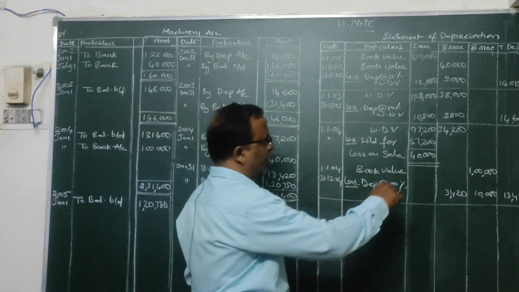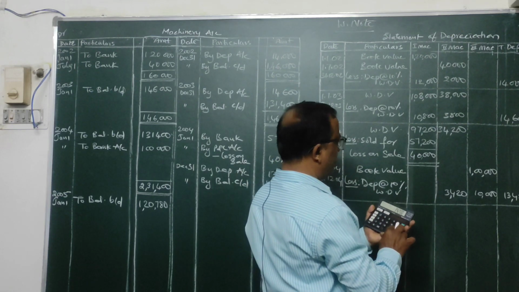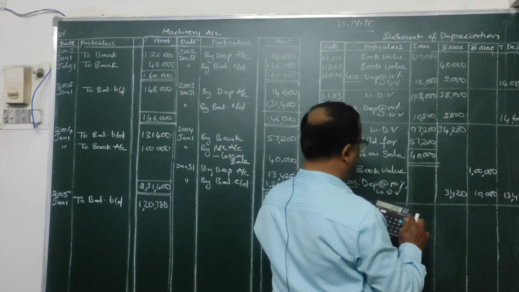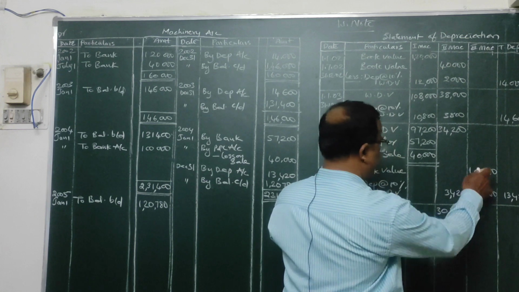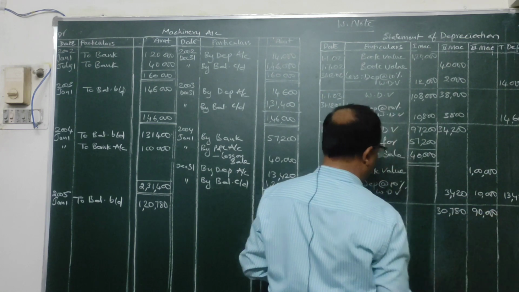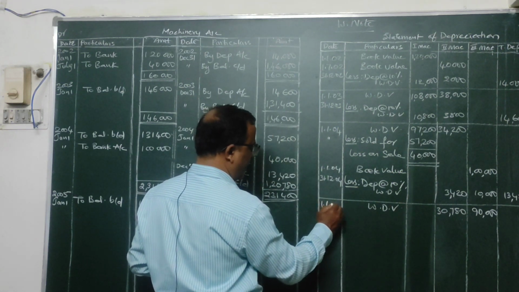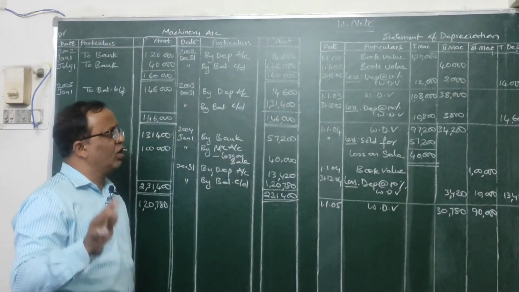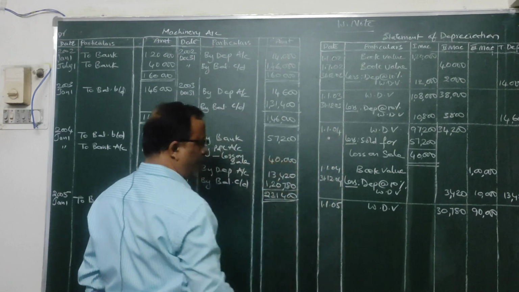So now here you check it: 34,200 minus 3,420, if you subtract, it will be 30,780. Similarly, here 1 lakh minus 10,000 will be 90,000. So these are the written down values on 1st January 2005. He has asked us to do the problem for 4 years. So this is the first year, second year, third year, and the fourth year we are doing.